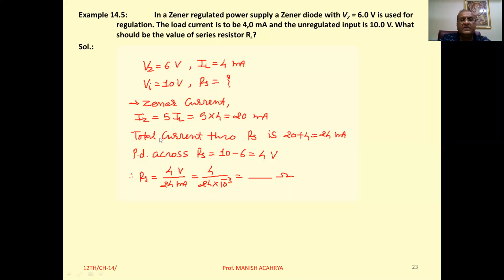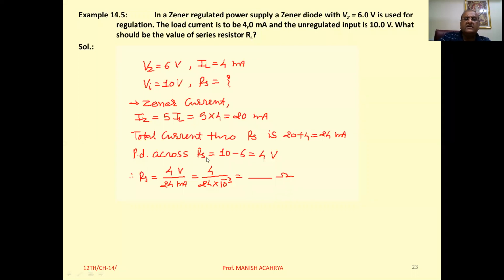Zener current, so IZ, is equal to 5 into IL, 5 into 4, that is given to you here. So that is 20 milliampere. Okay. Total current through Rs, that is 20 plus 4, that is 24 milliampere. 20 milliampere is the Zener current. And 4 milliampere is the load current. So total, that is 24 milliampere.